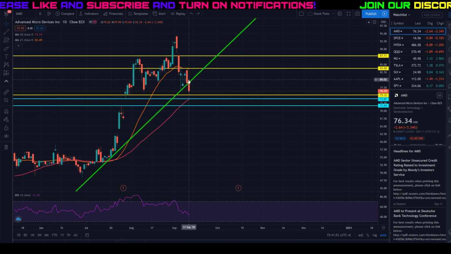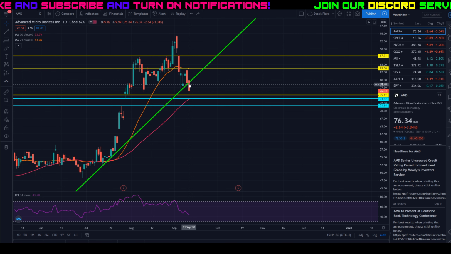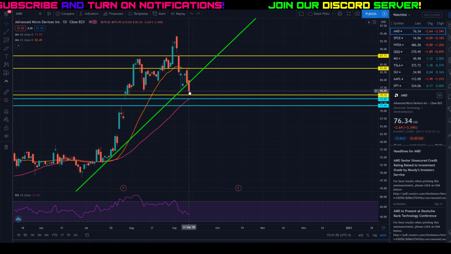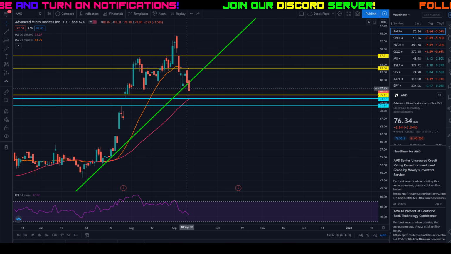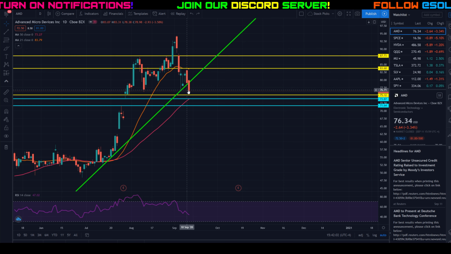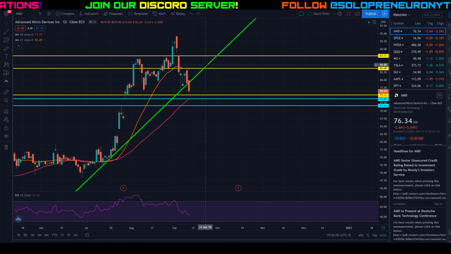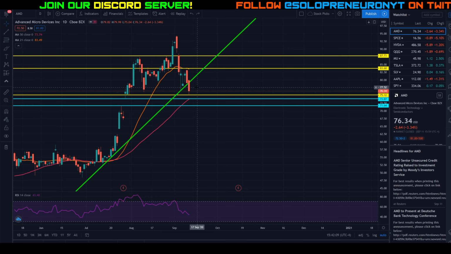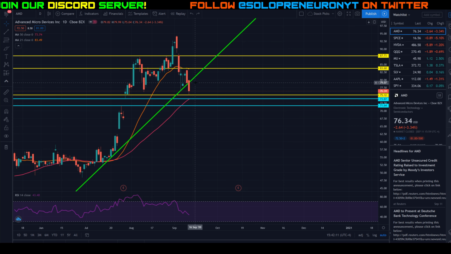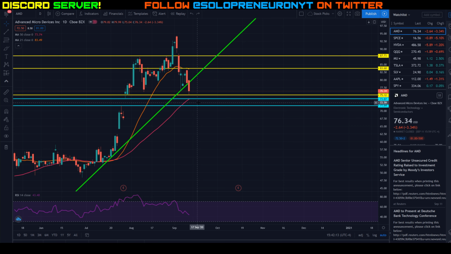As you can see, this last candle from the last trading day on Friday, we broke below this trend line, which is again not a good sign. That's a bearish sign. So now if on the next trading day, this coming Monday, we confirm another candle below this trend line, well then that tells me that we are in a bearish trend on AMD, meaning it looks like AMD is going to keep dipping.